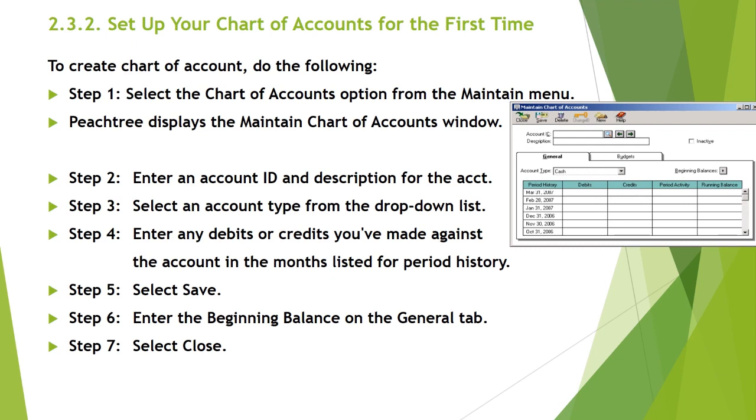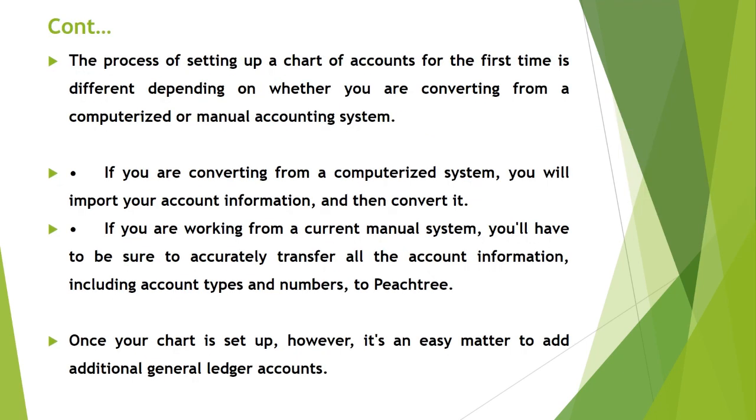Set up your chart of accounts for the first time. To create a chart of accounts, do the following. Step 1. Select the Chart of Accounts option from the Maintain menu. Peachtree displays the Maintain Chart of Accounts window. Step 2. Enter an account ID and description for the account. Step 3. Select an account type from the drop-down list.